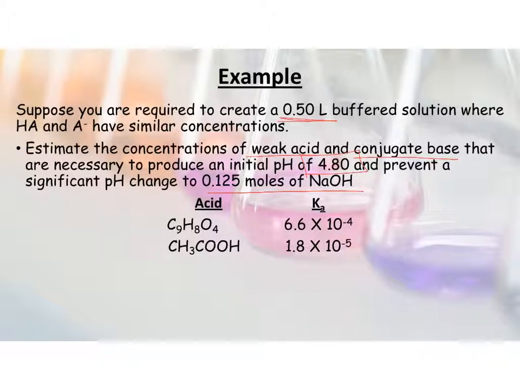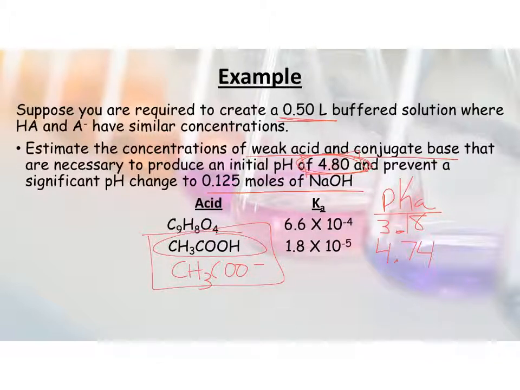So first step is to pick our pair. We need to know the pKa's of our two potential weak acids. We've got a pKa of 3.18 and 4.74. If we need our pH to be 4.8, we're definitely going to go with the acetic acid here. So we're going to have the acid, and then of course its conjugate base. This is the pair that we're going to use.